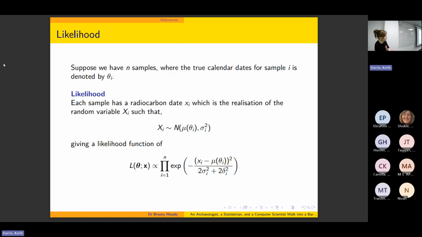So again, we've got delta, that's just the error from the calibration curve. Sigma is the error from our sample from the lab. Two sources of error there.